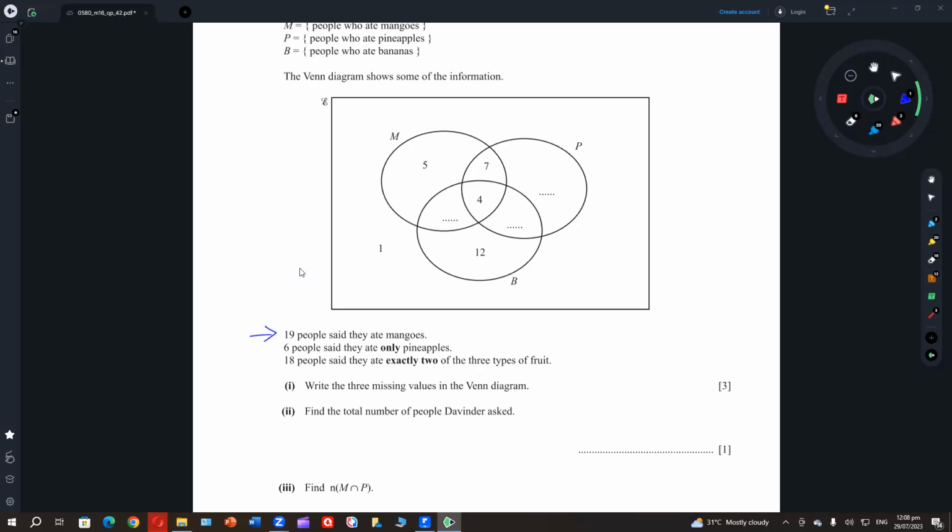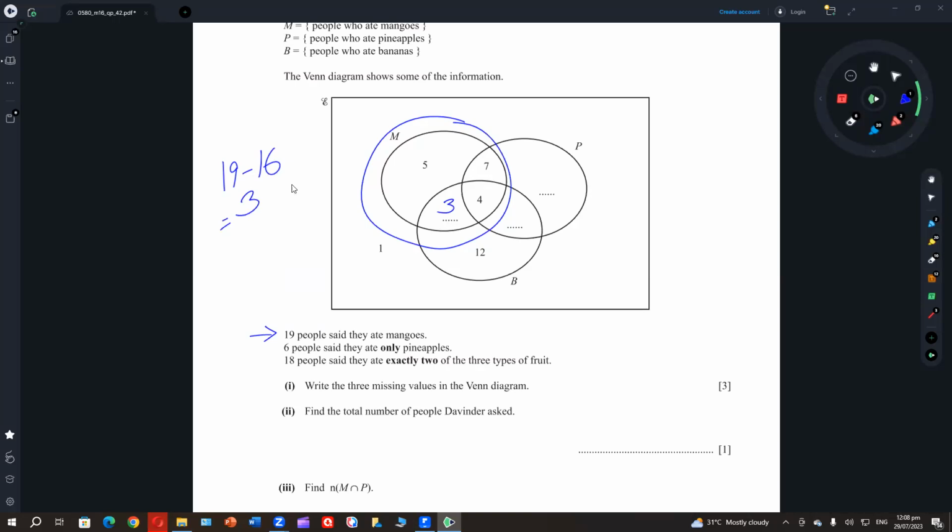19 people said they ate mangoes. Can you see the circle of mangoes? This is the circle of mangoes. 5 plus 7 plus 4 will be 16. And the total is 19. So if I take 19 minus 16, I will get 3. So I can write 3.